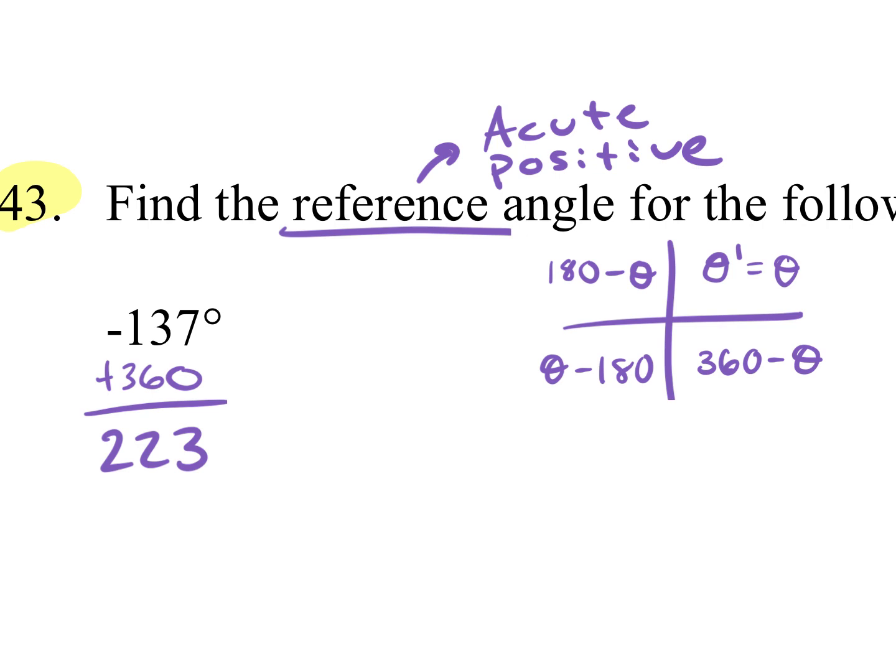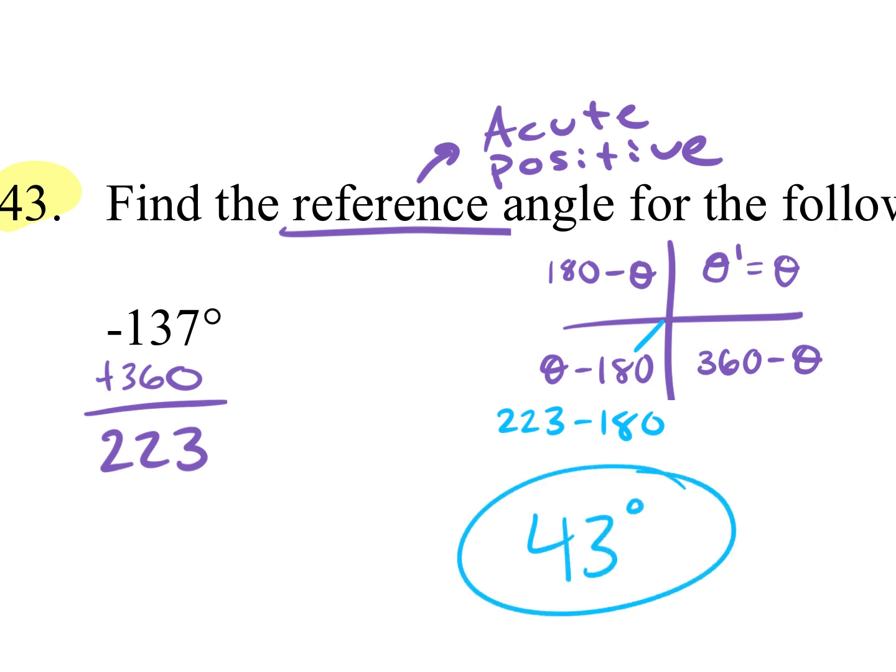Probably not this. But if you use the wrong formula, your answer is not going to be acute and positive. So just know your reference angle is going to be like the smaller version of the angle that it gives you. So it has to be acute and positive. So if you use the wrong formula, you're either not going to be acute or not going to be positive. So try a different formula. So here we're in the third quadrant. So we're going to do 223 minus 180. 43. So our reference angle is 43 degrees.